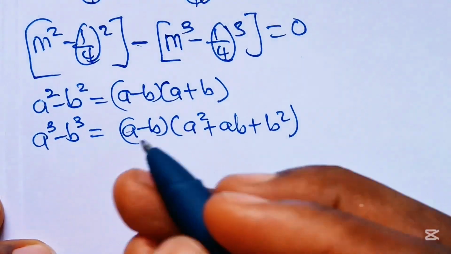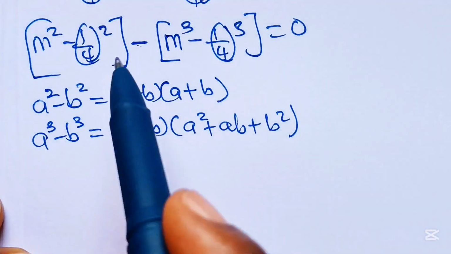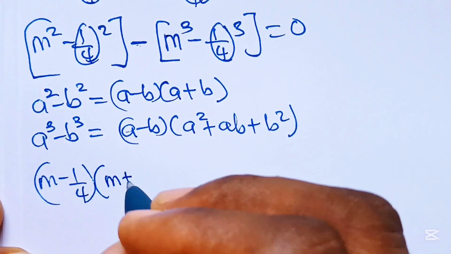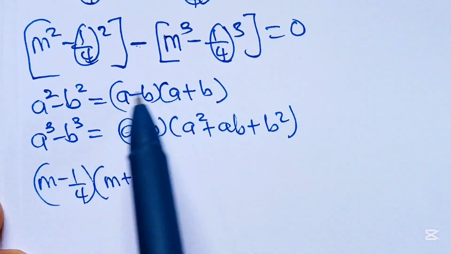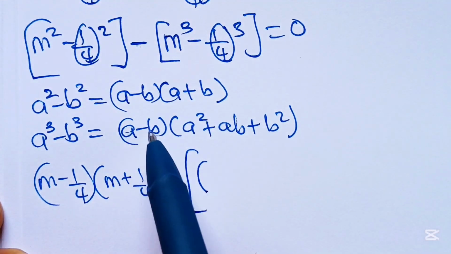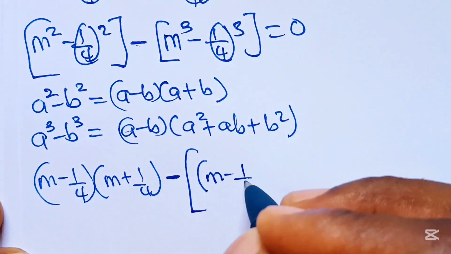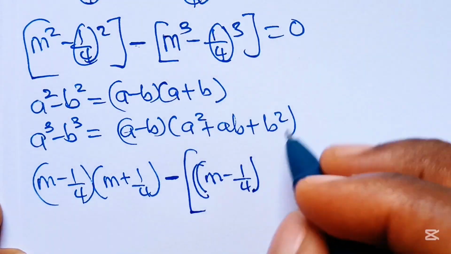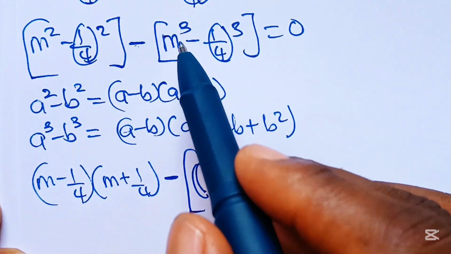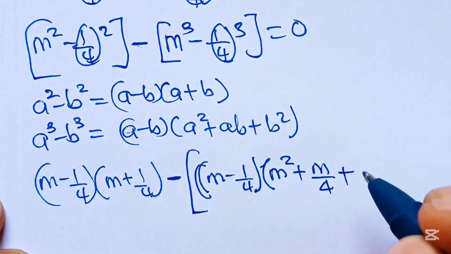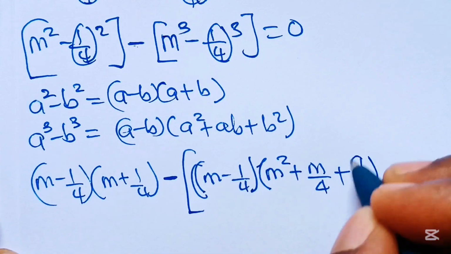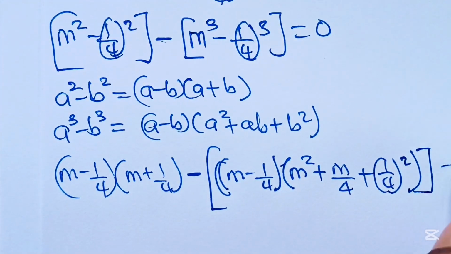Now if that is the case, that simply means that we can solve this as m minus 1 over 4, right, into m plus 1 over 4, okay, using this identity, minus, then for this we are going to have a minus b, that is m minus 1 over 4, all right, then multiplied by m squared, right, plus ab, that is m times 1 over 4, which will give us m over 4, plus b squared, which is what? 1 over 4 squared. All right, this is equal to 0.